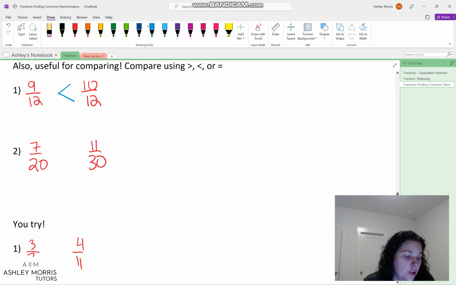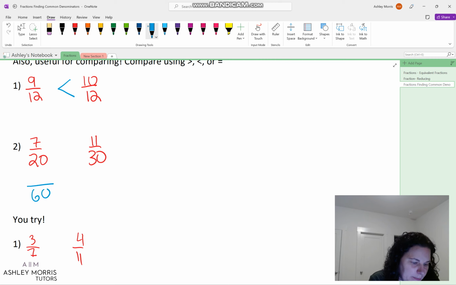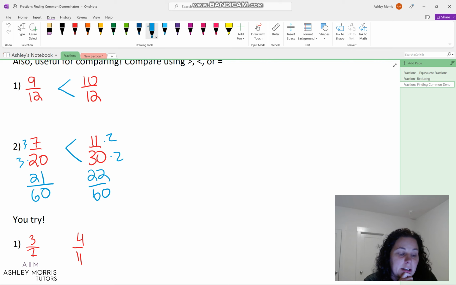For number 2, can't tell. So you can get a common denominator. That's totally fine. It's going to be 60. So we multiplied by 3. This one's going to be multiplied by 2. And it's going to give me 22 over 60. So the 11 over 30 is actually bigger.